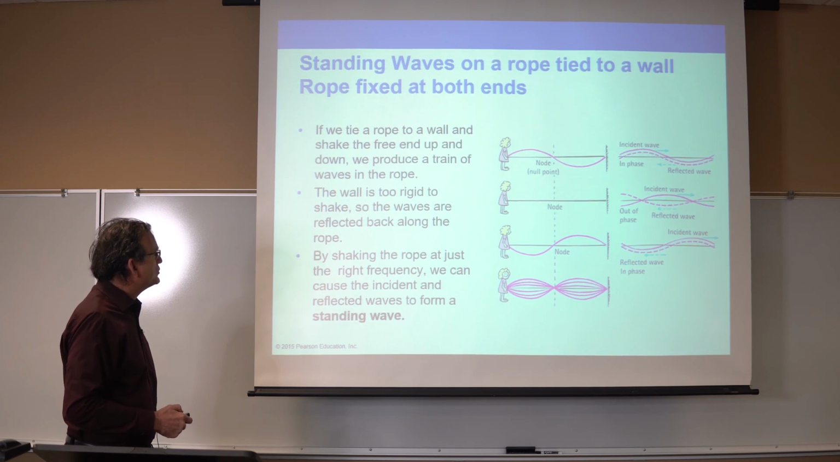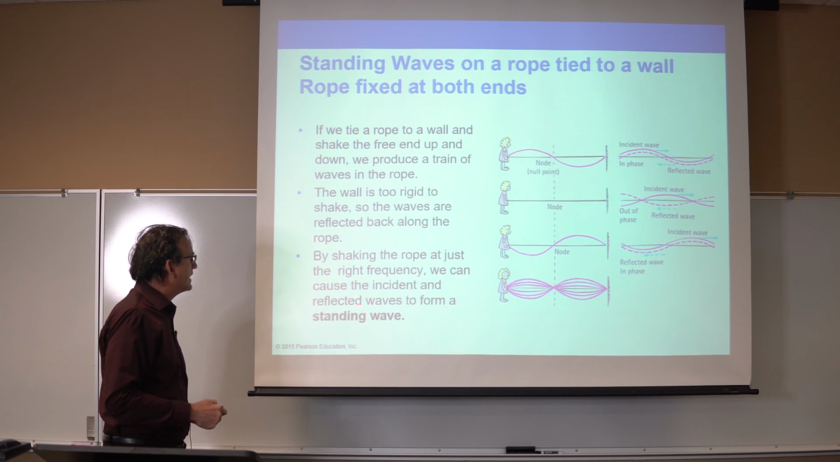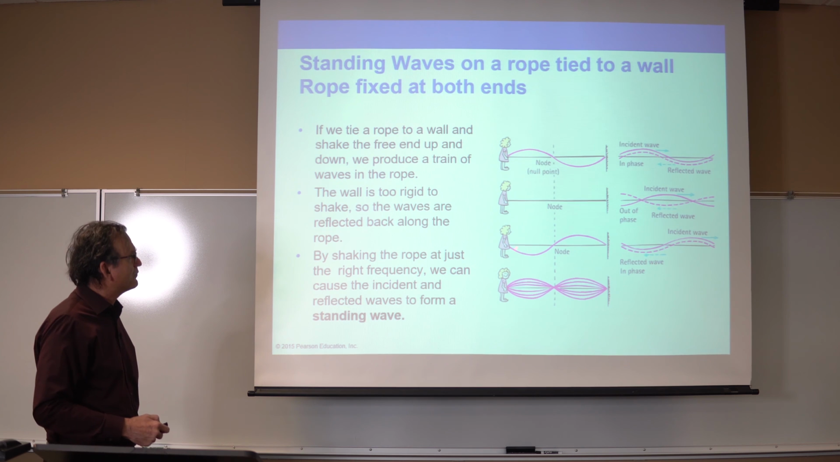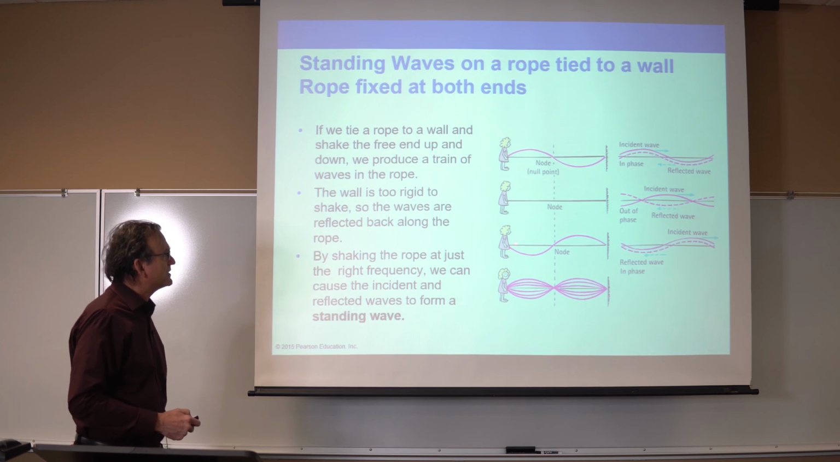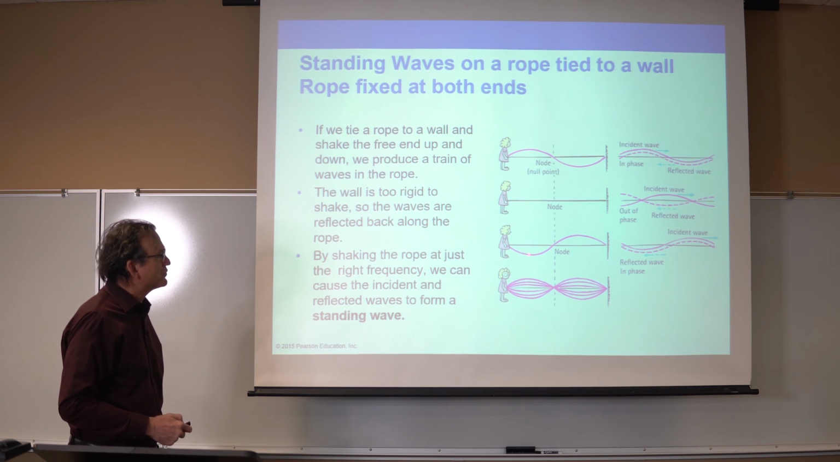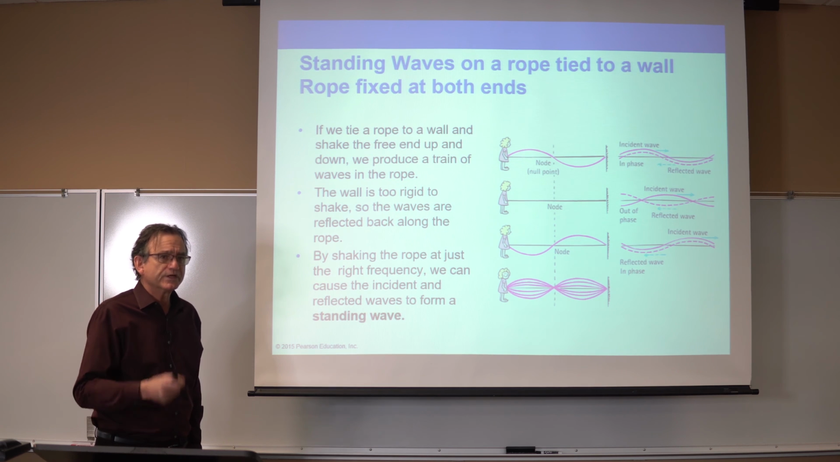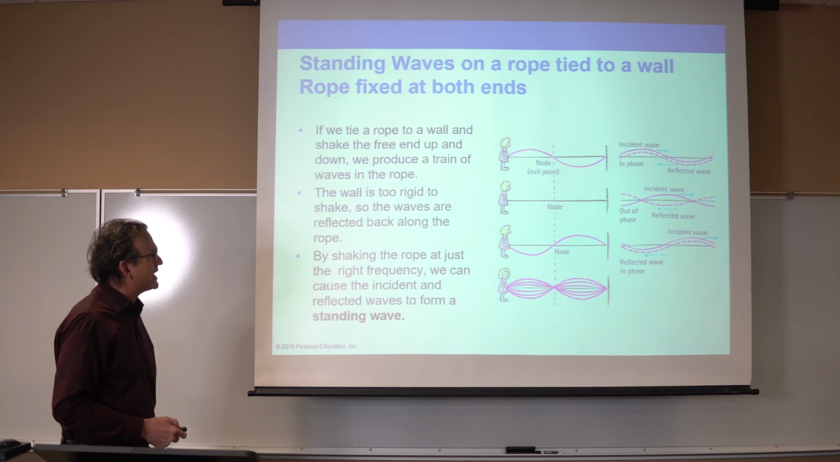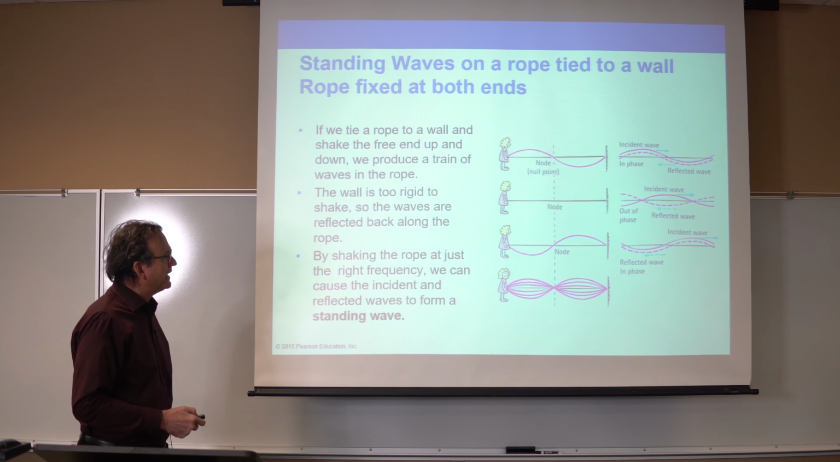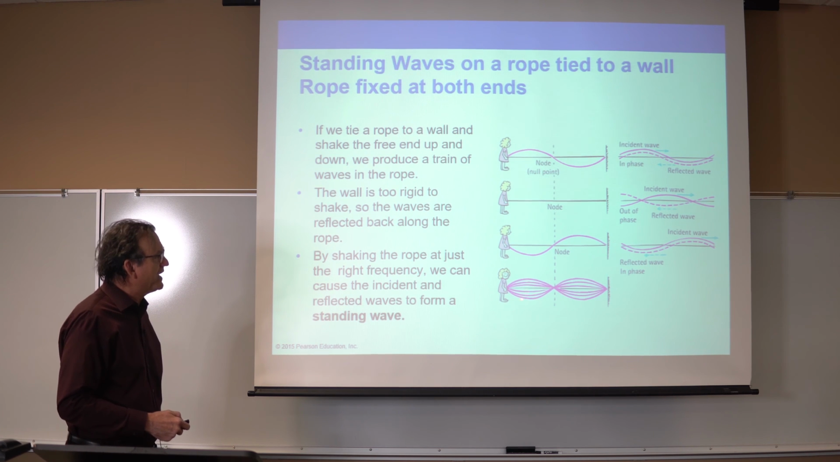Okay, so by shaking the rope at just the right frequency, we can cause the incident and reflected waves to form what's called a standing wave. And basically what this means is that there are certain magic frequencies at which we can shake the rope such that I can get a pattern that changes with time.